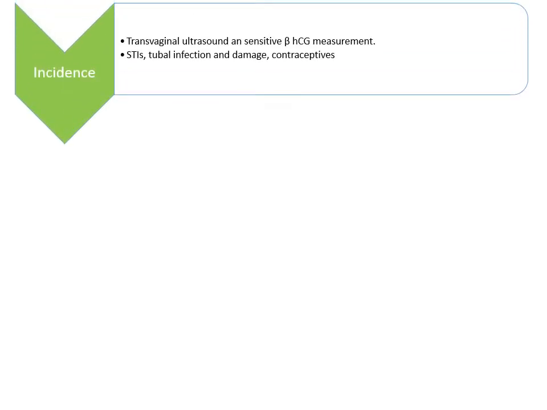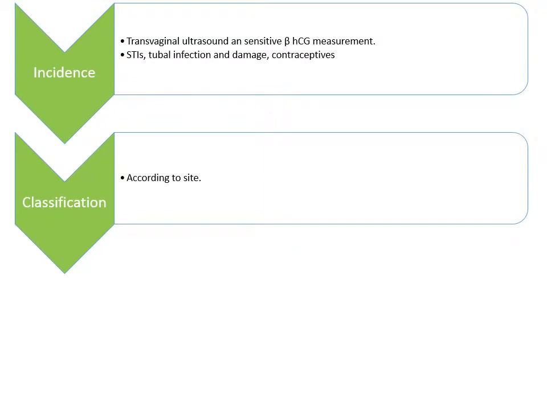There is increased incidence of ectopic pregnancy. This is thought to be due to the increased sensitivity of the beta HCG measurement and transvaginal ultrasound. Other causes include increased incidence of STIs, tubal infection and damage, and the popularity of contraceptive methods that predispose failures to be ectopic. Classification is according to site. Abdominal pregnancy could be carried to term, but carries with it multiple risks, including hemorrhage at any time during pregnancy and fetal pressure deformities.